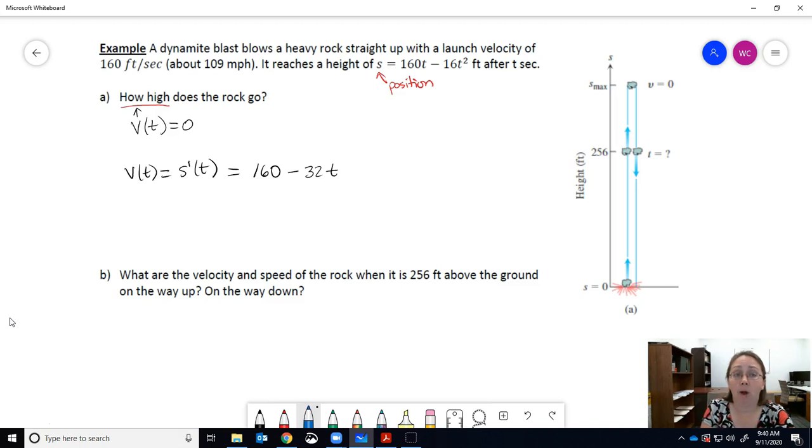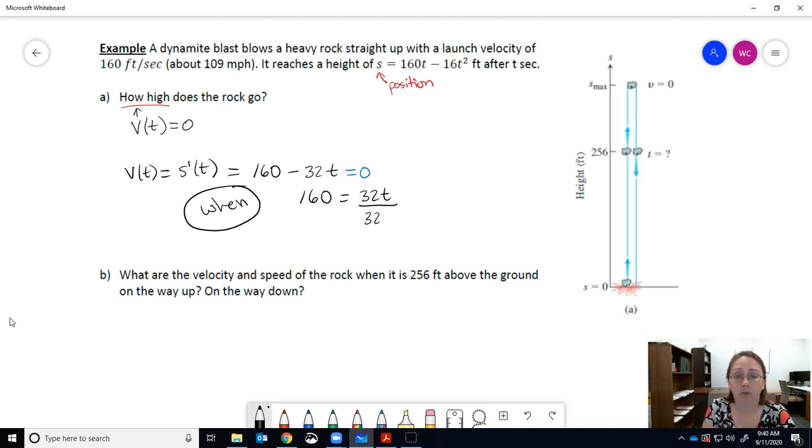To find out how high the rock goes, we have to set this equal to 0. That's going to give us our time frame. Notice this is not actually telling us how high. The only information we have about height is that the highest point is when the velocity is 0. So we're finding out here when it happens. Not how high, but when we achieve the highest point.